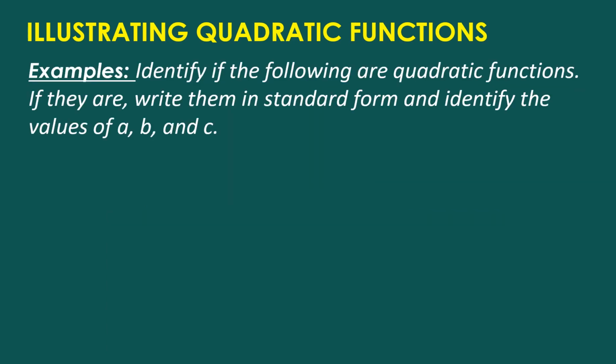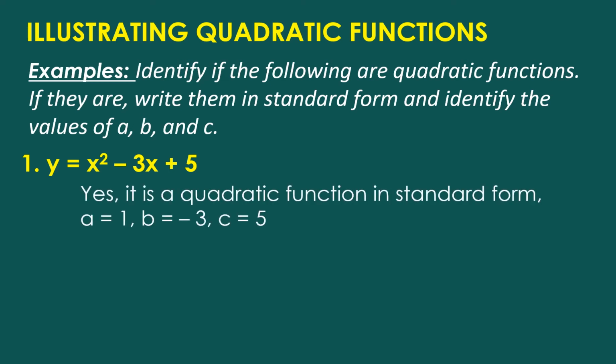Now, for our examples, let us identify if the following are quadratic functions. If they are, write them in standard form and identify the values of a, b, and c. Let's have the first one. Y equals x squared minus 3x plus 5. Is it a quadratic function? The answer is yes. It is a quadratic function in standard form. The values are a is 1, b is negative 3, and c is 5.